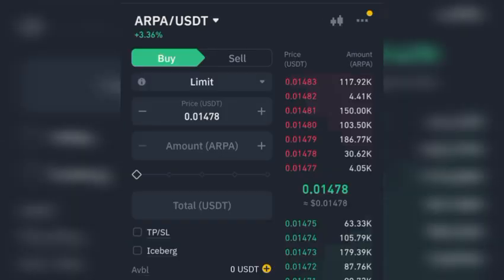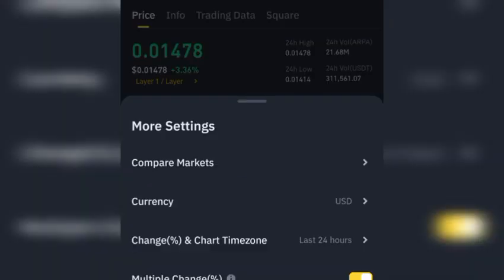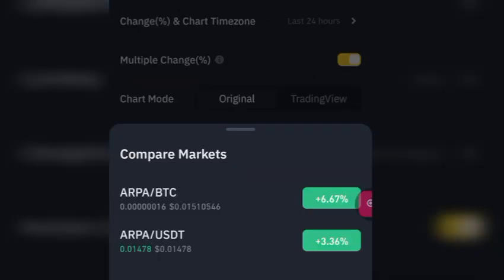So let's take a good look at ARPA USDT. We're going to probably look at a couple of coins in this particular category. Of course, any coin can actually make you profit as long as we do the simulations. These simulations are very important, so please pay attention. So let's go and look at what ARPA has to offer us. Click on more, go to compare markets, and see what the deal is here.